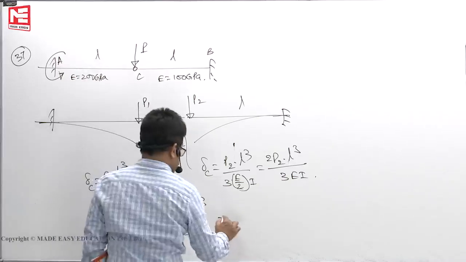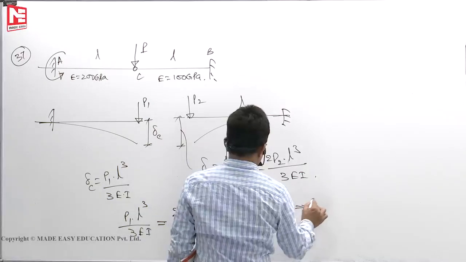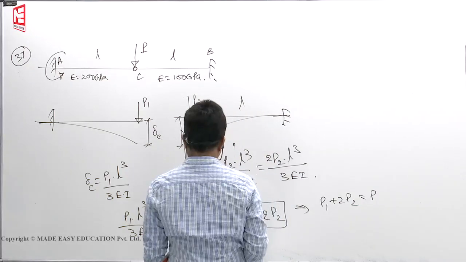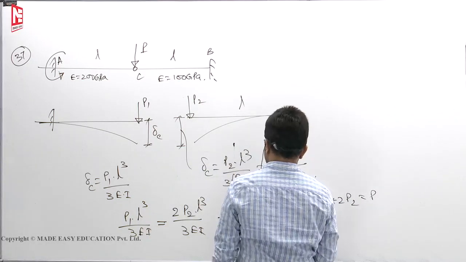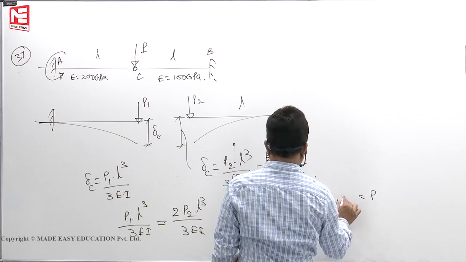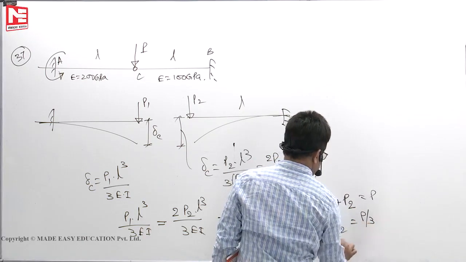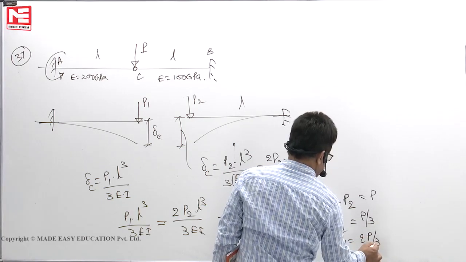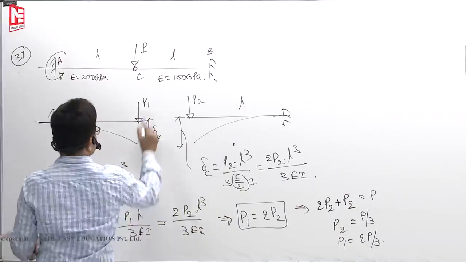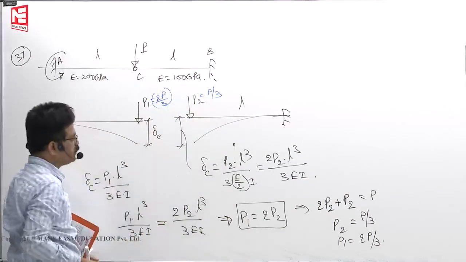So that means you will get P1 is equal to 2P2. That means P1 plus P2 is equal to P. Substituting, 2P2 plus P2 is equal to P. So P2 you will get P by 3. P1, naturally, should be 2P by 3. So P1 will become 2P2.